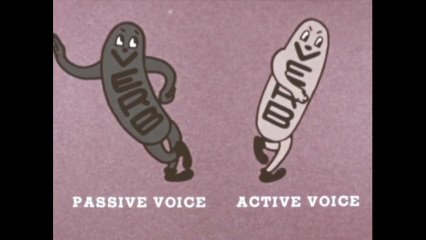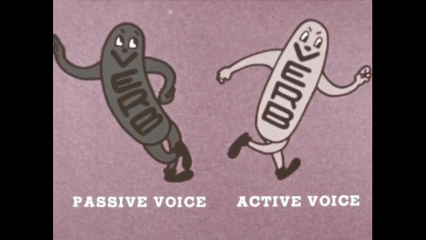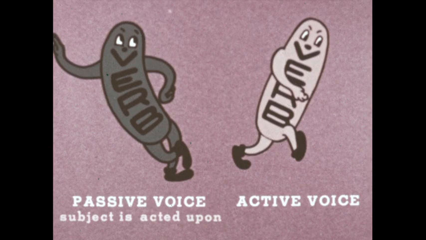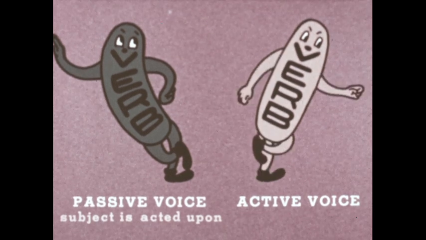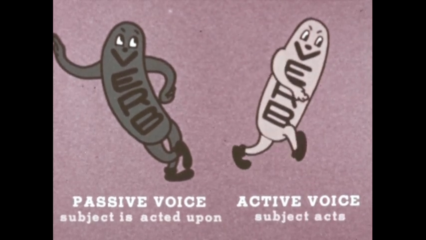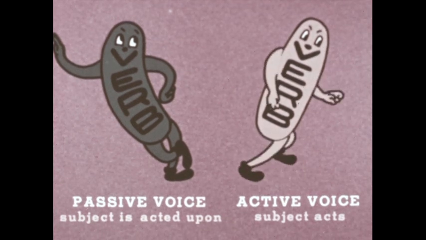So that is all that is meant by the voice of a verb. If it is passive, the subject of the verb is acted upon. If the verb is in the active voice, the subject of the verb does the acting.